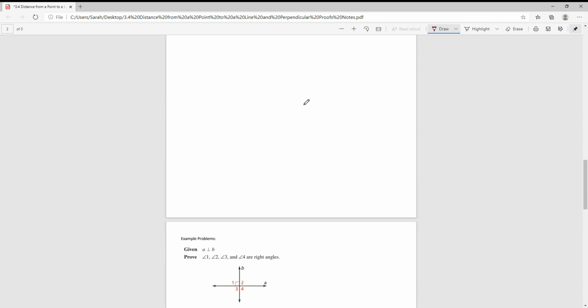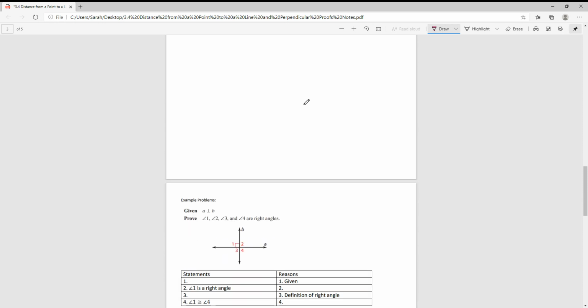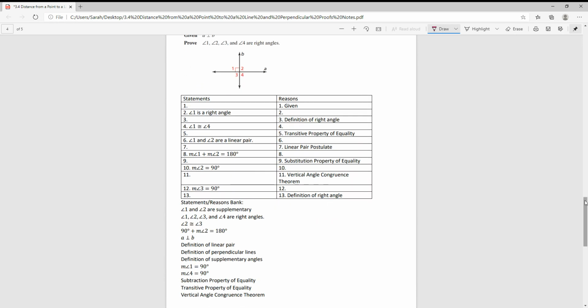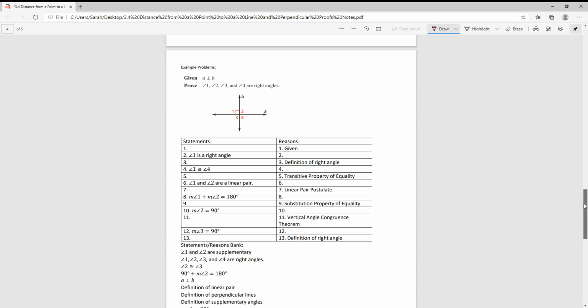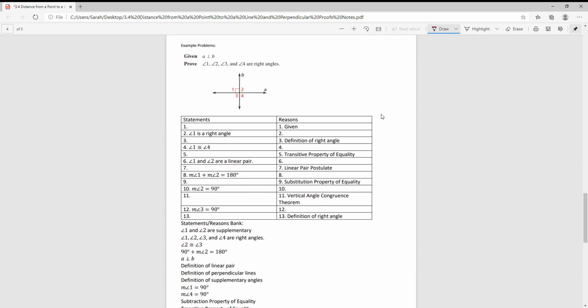Now let's dive into some proofs. Again, they aren't going to use the theorems we just talked about, but they are going to involve perpendicular lines. So in this first one, we are given that A is perpendicular to B. They want us to prove that angle 1, angle 2, angle 3, and angle 4 are all right angles.